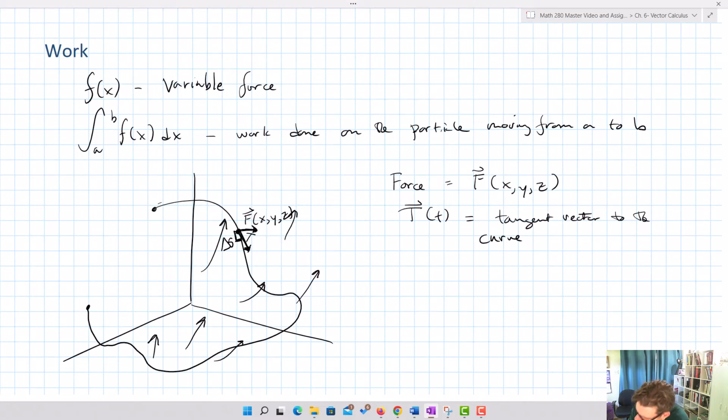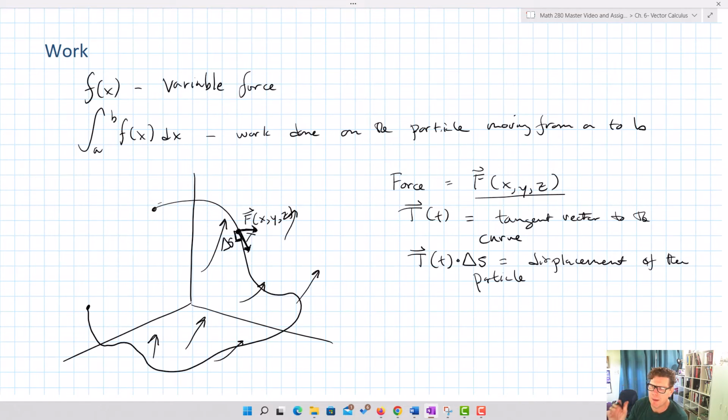And so if we take T of t, and we need T of t to be small, we take T of t times delta s, and that's the displacement of the particle. We're going to think about it that way. And then we've got this force that's being acted on it.